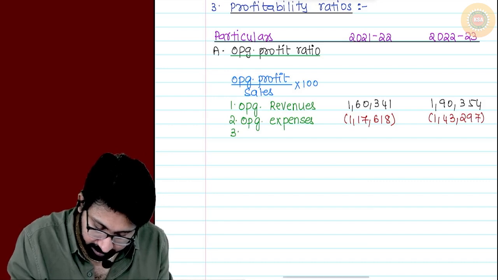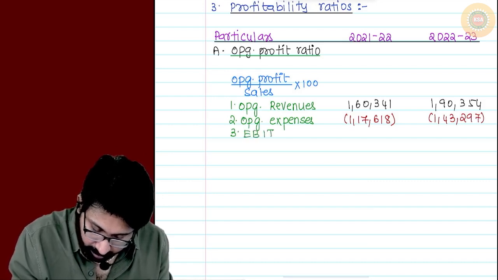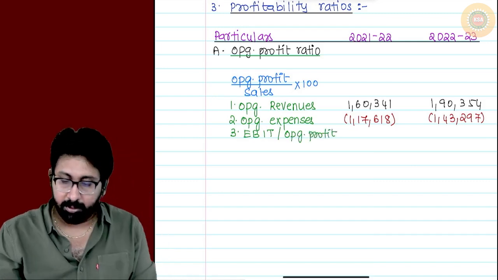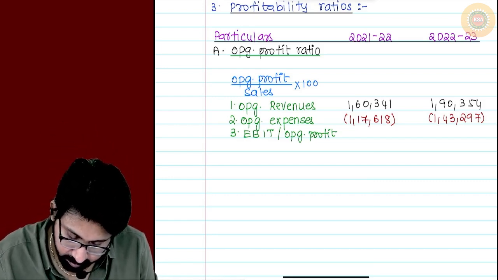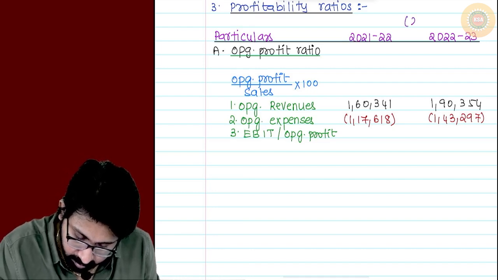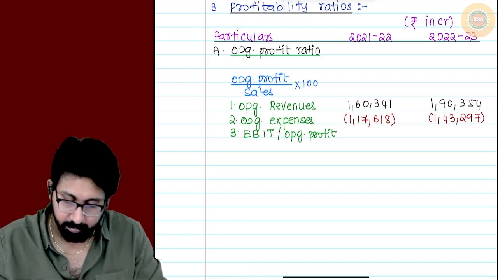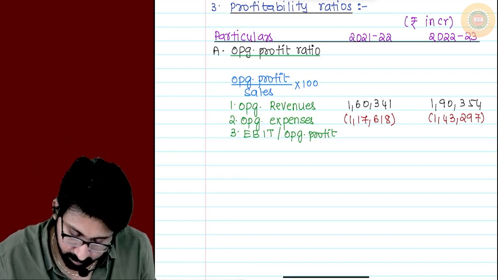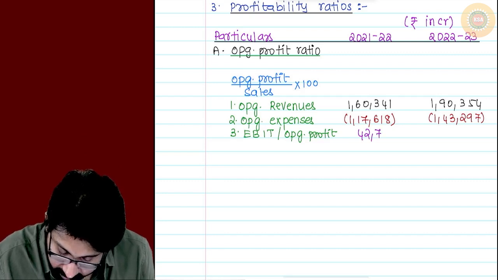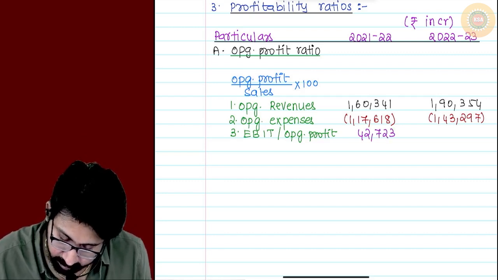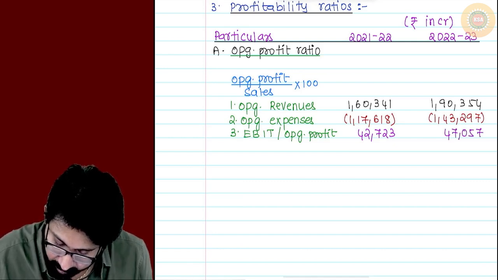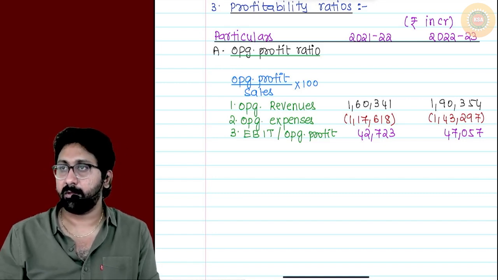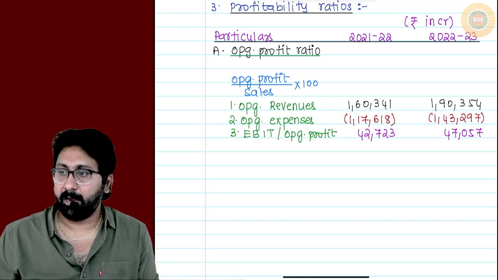Number 3, what we call it? EBIT, also called as operating profit. Tell me amounts, please. Tell the value. 42,723. Next, 47,057. Okay. Operating profit we obtained.